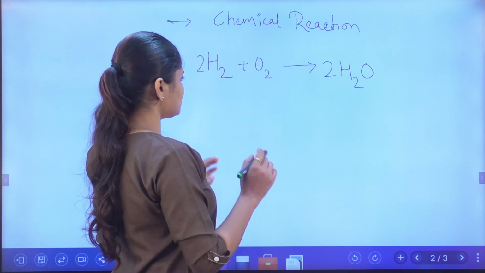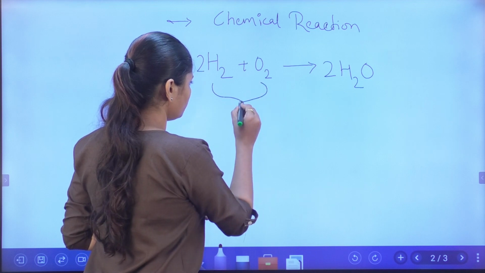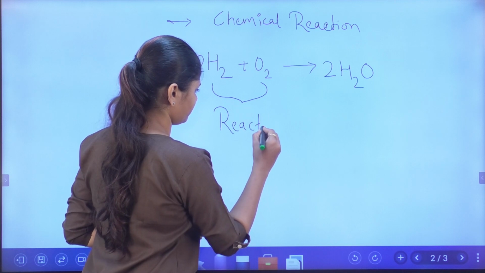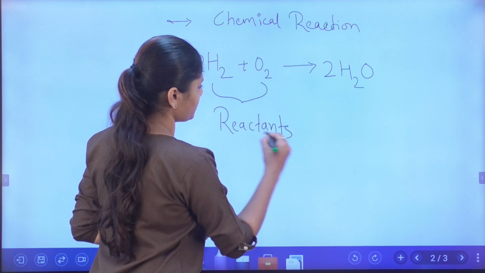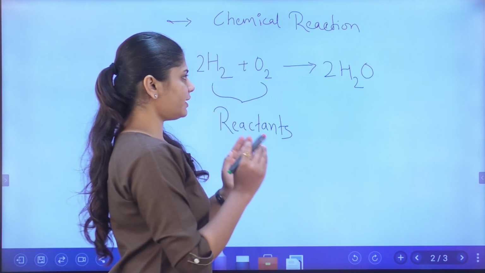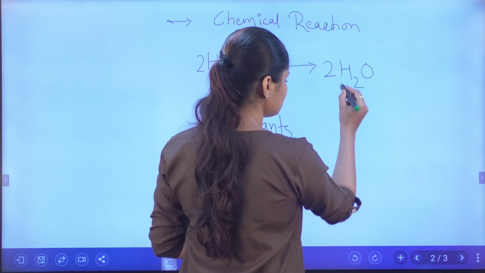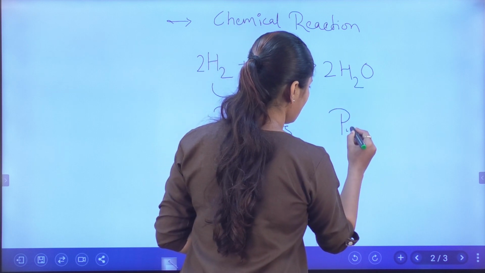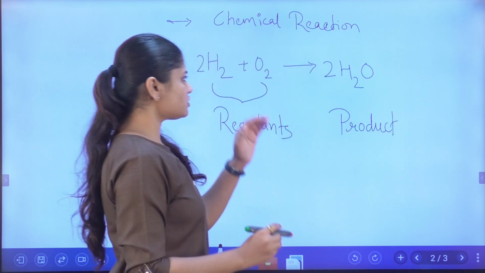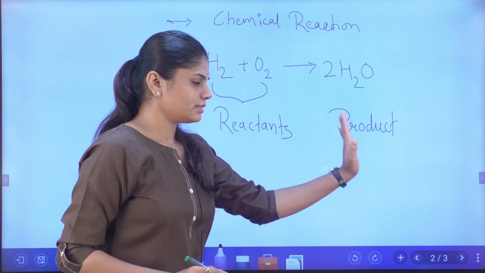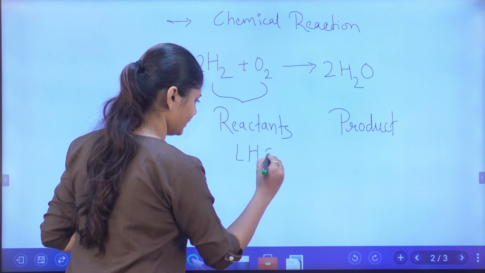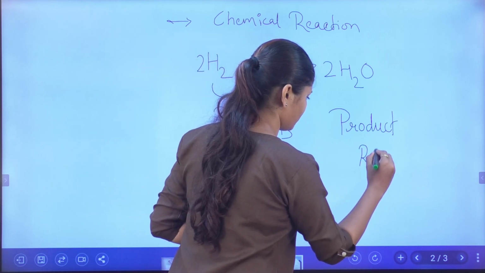Now see, these H2 and O2 we will call reactants. By reacting the H2 molecule with the O2 molecule, we get a water molecule, and this water molecule is called a product. So this is the reactant and this is the product. It is also called the left hand side, and this one the right hand side.